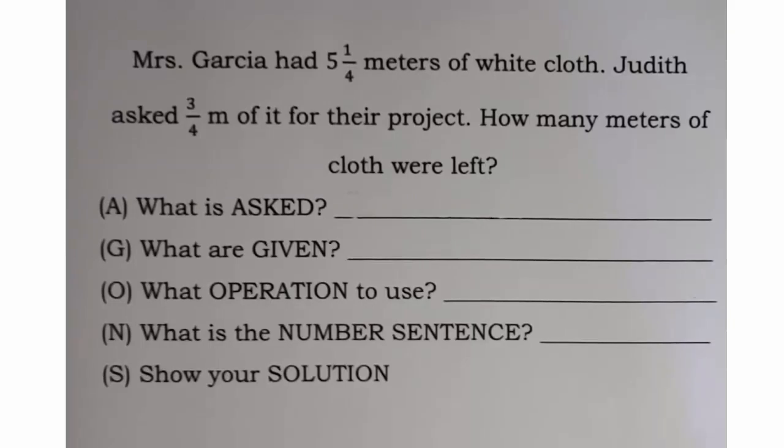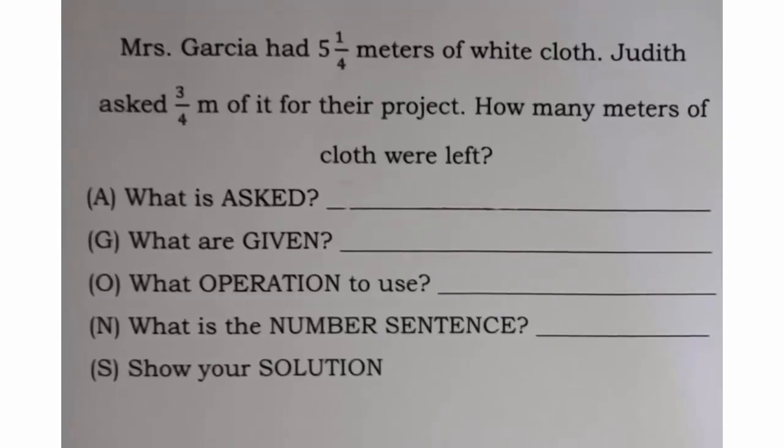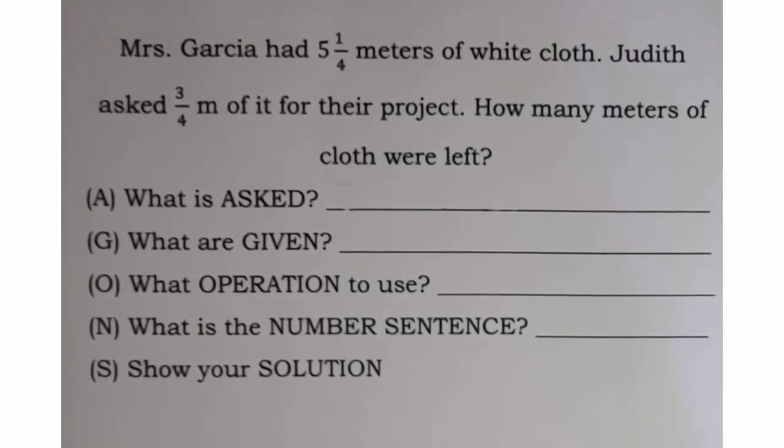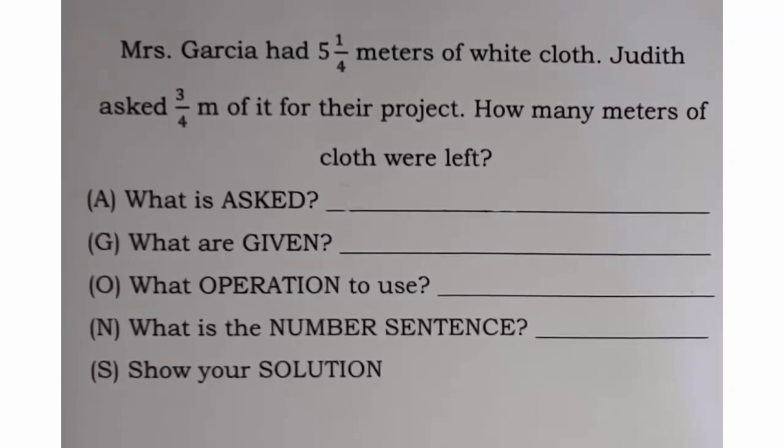In solving word problems, we always have to be reminded of Polya's 4 steps in solving the problem. Of course, we have to know what is asked, what are given, the operation to be used, the number sentence for this problem, we have to show our solution, and of course, we have to check our answers. This follows the acronym AGONSA, which is also based on Polya's 4 steps.